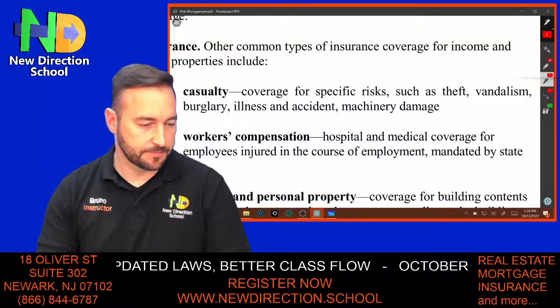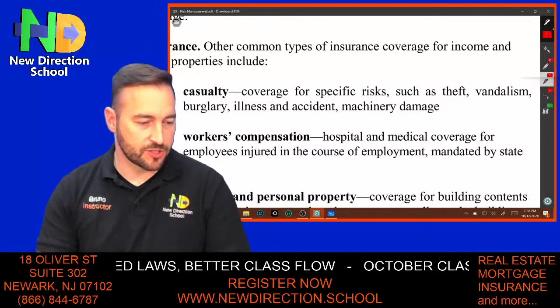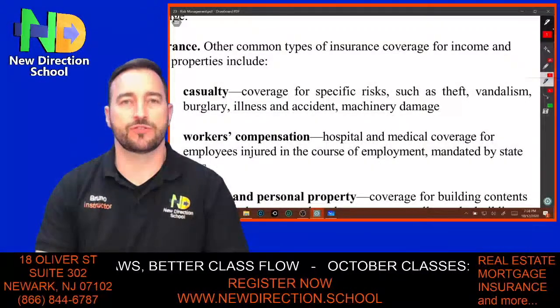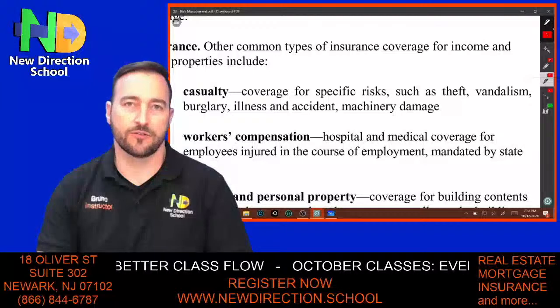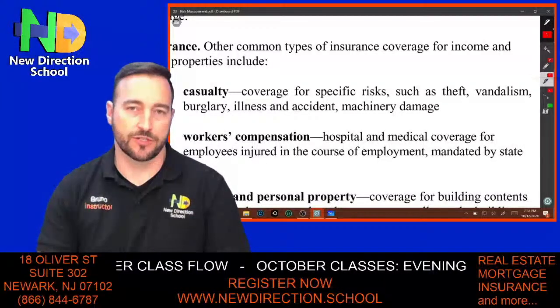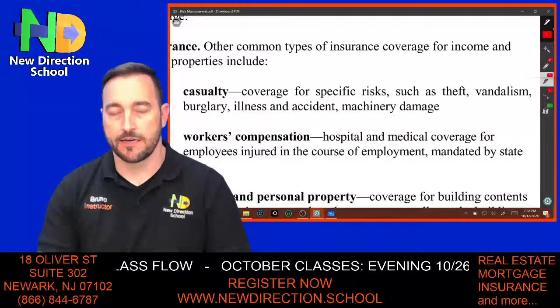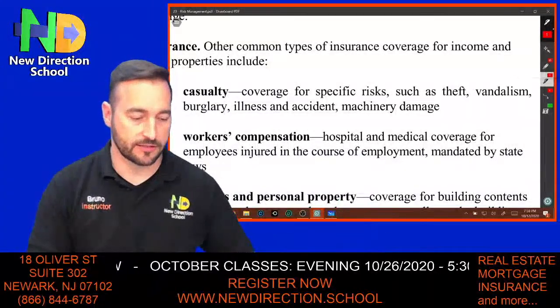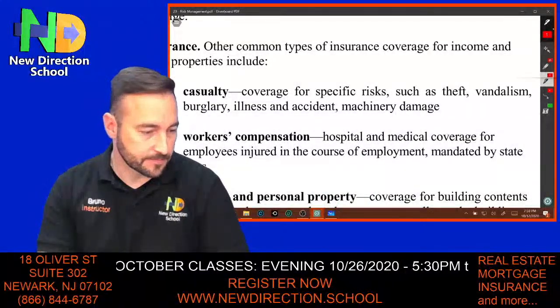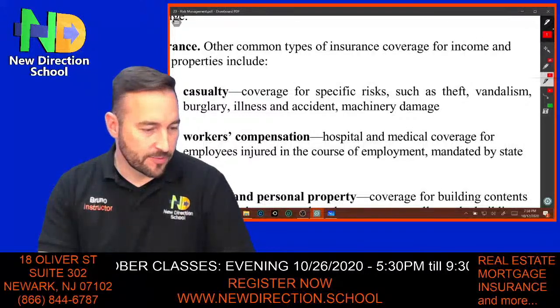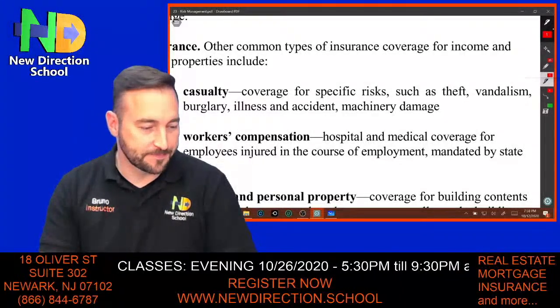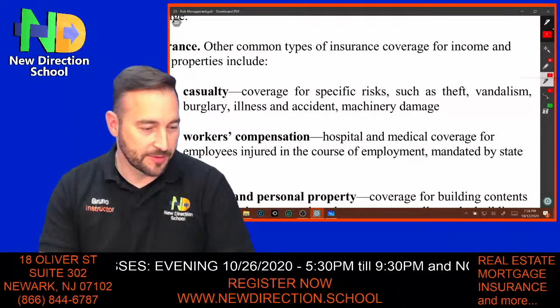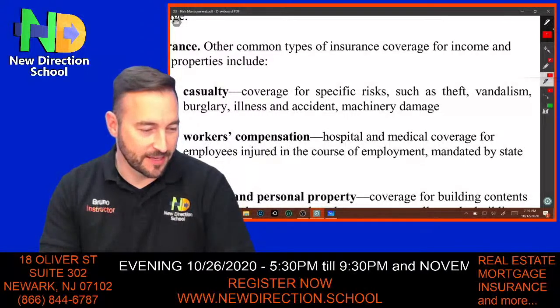Let's see. Machinery damage. This is casualty in general. So let's say you had a business that has machinery and it causes damage to your business, leading to loss of business. However, by using insurance, it goes higher. Your payments go up after you file a claim.